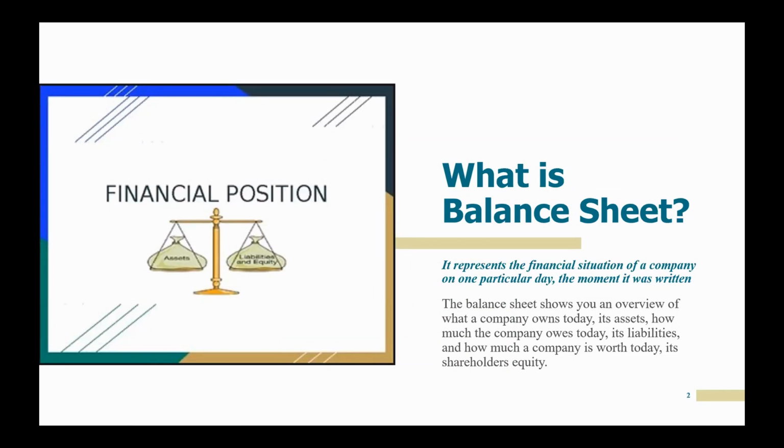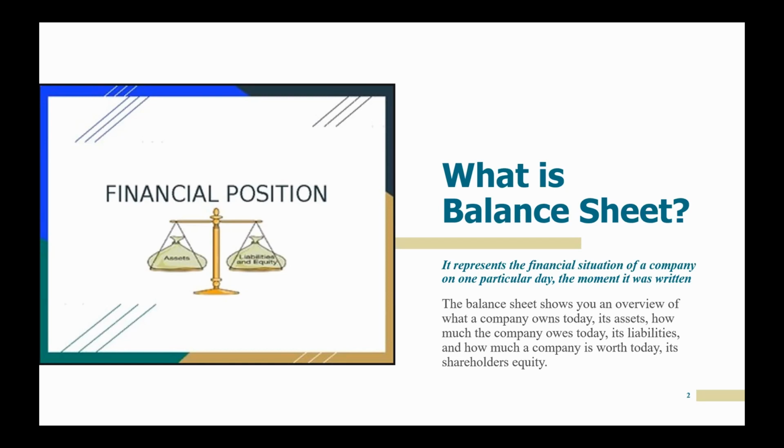A balance sheet is basically a snapshot in time. It represents the financial situation of a company on one particular day, the moment it was written. As I said, every quarter on a certain day, the companies write financial statements, which include the balance sheet as well. The statement that is published to the exchanges is a reflection of the financial situation of a company the day it was written for the quarter results, right?